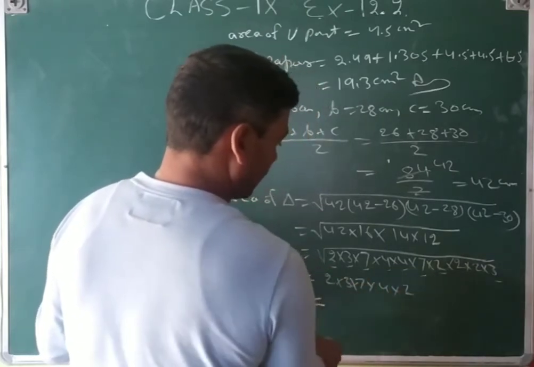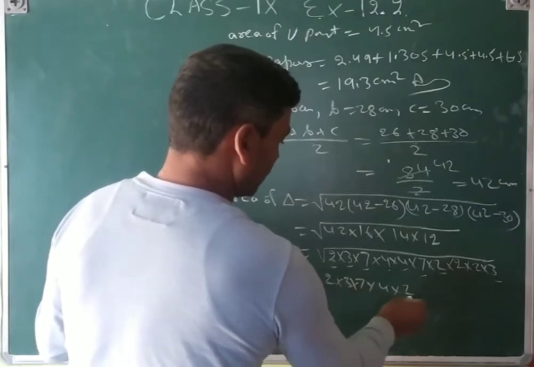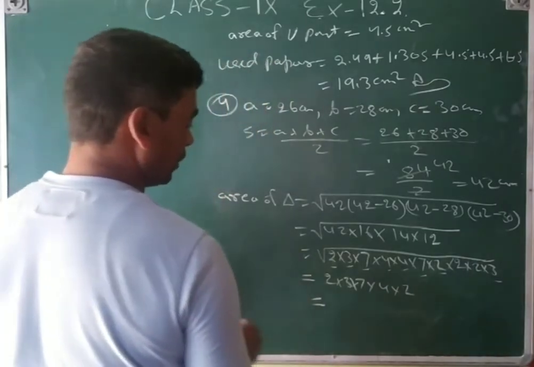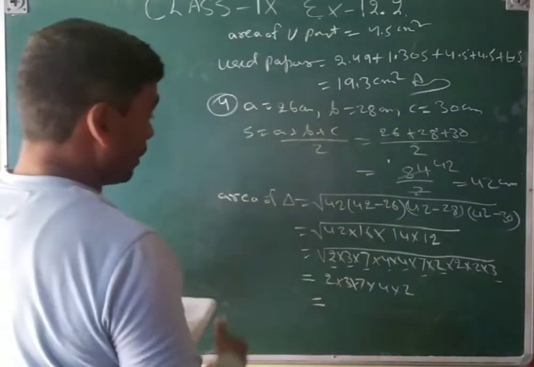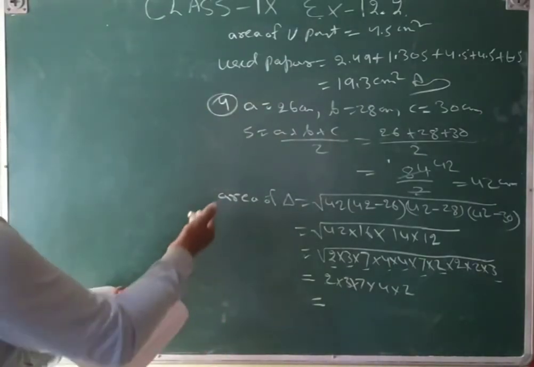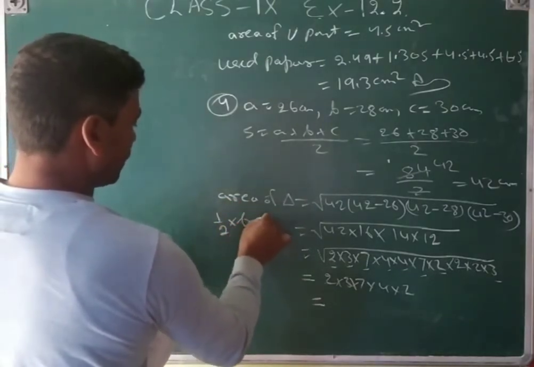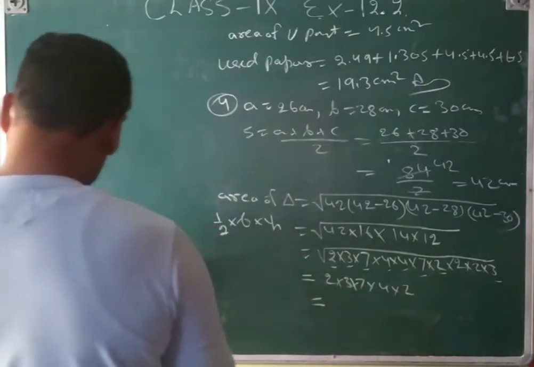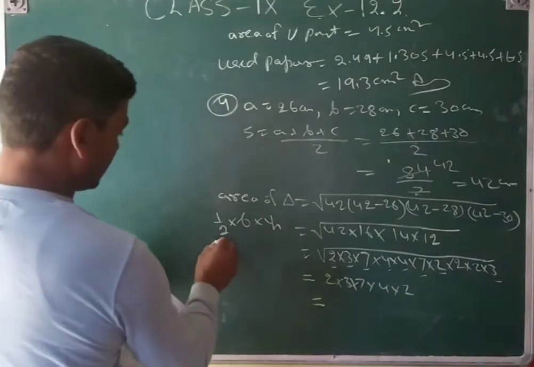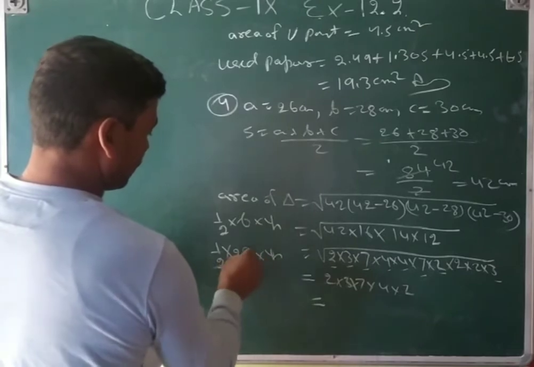So 2 3 is 6, 2 3 is 6, 12; 7 4 is 28. 28, 12, no need to do the multiplication also. Here it is saying the areas are the same, so the area of the parallelogram and the area of the triangle are both the same. So we can apply 1 upon 2 into base into height, and then find the height of the parallelogram. The base is given, 28 is there, 1 into 28 into h.